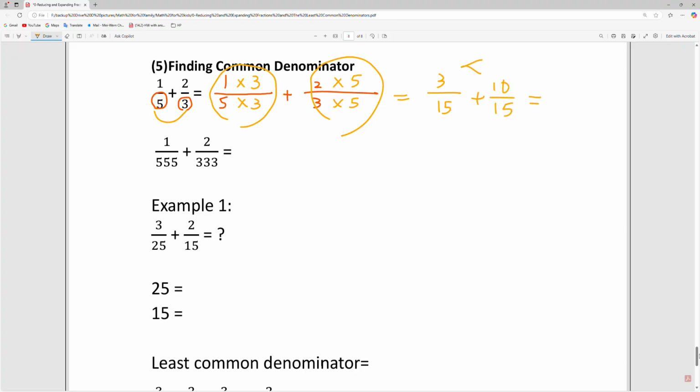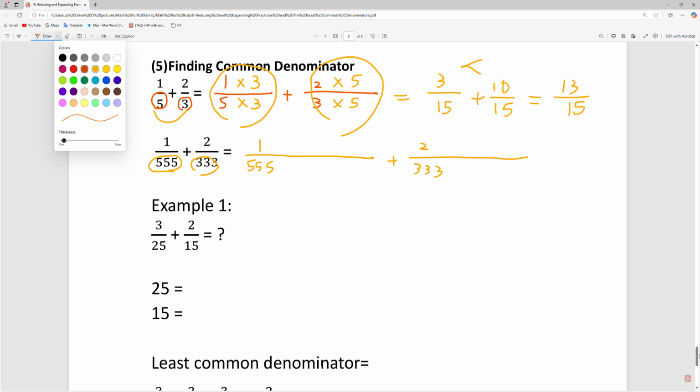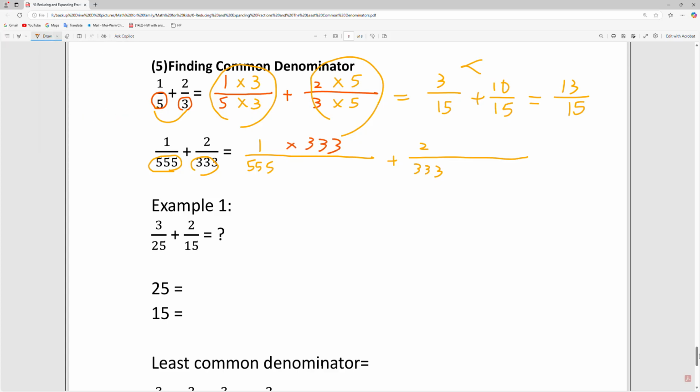If you want to compare, you know this one is bigger. If you want to add, you have 13 over 15. It looks pretty easy. But if you have a bigger number like that, do you want to have 1 over 555 plus 2 over 333? Do you really want to multiply 333 by 333? I don't think that's a good way to do that. And you multiply 555 by 555.